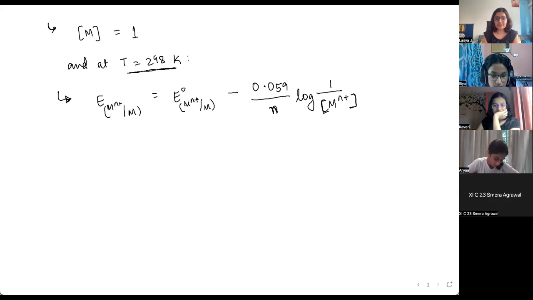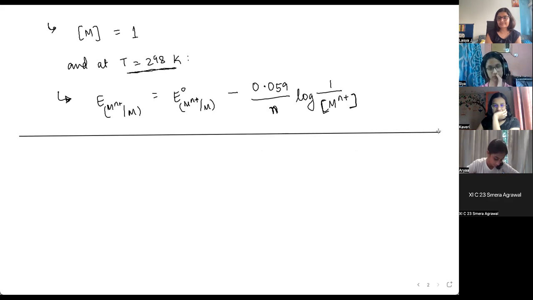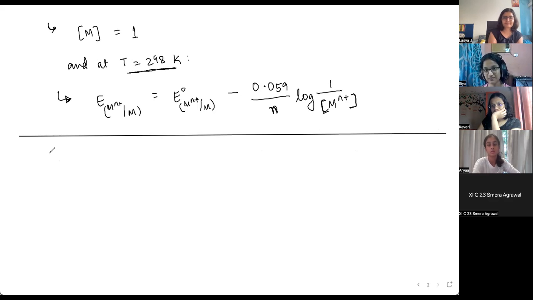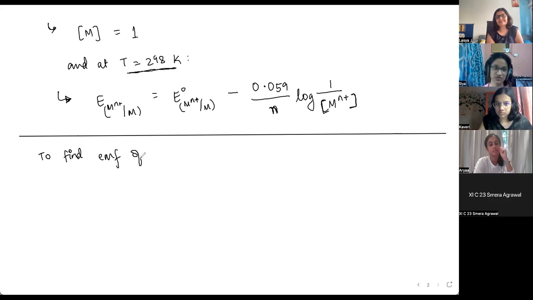Now, how do you use this in order to find the EMF of a cell? So Arya will be answering your question now. How do you use this equation, the Nernst equation, to find the EMF of a cell? This is for a single electrode, right? So how do you find it for the EMF of a cell?